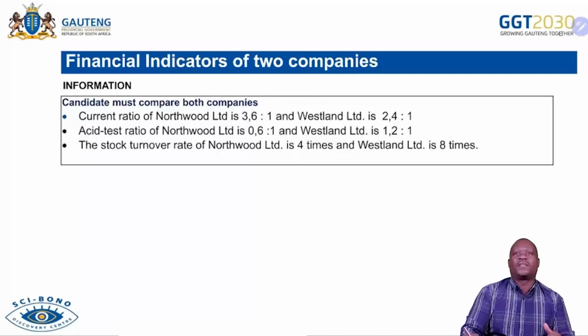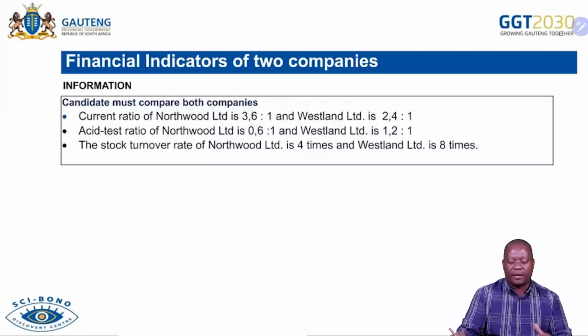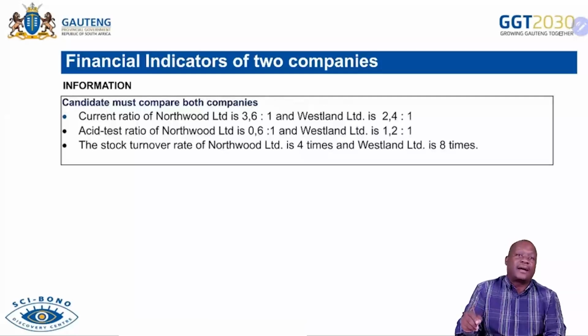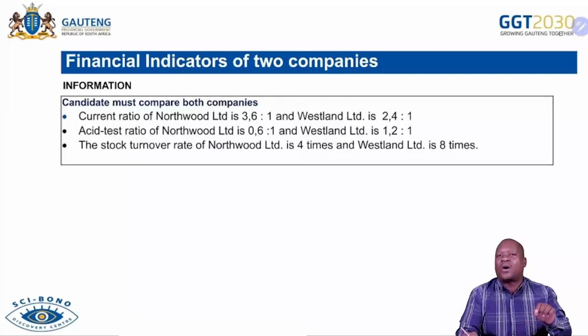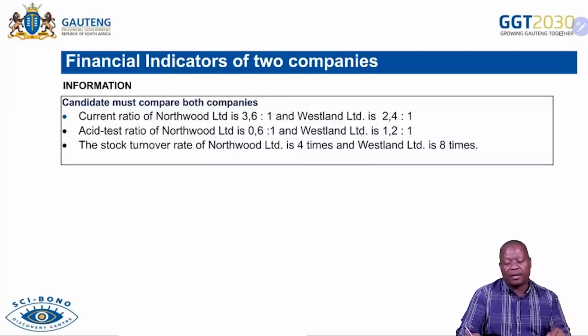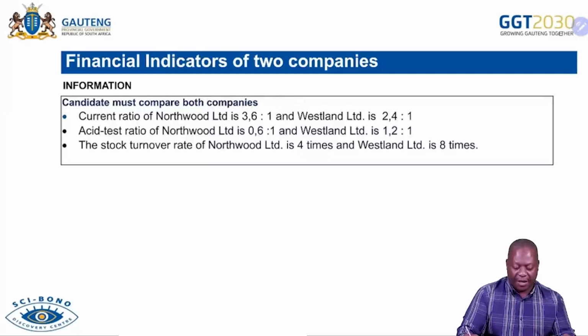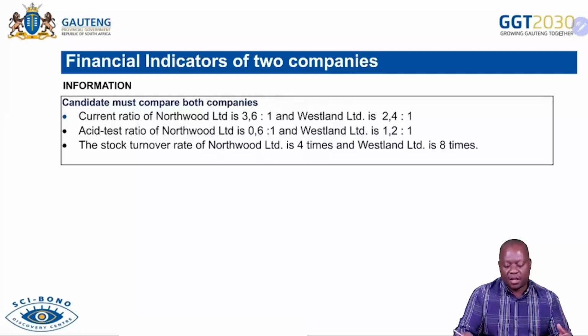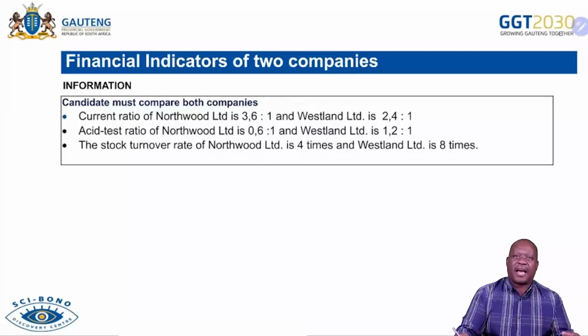Then you can comment using the acid test ratio and say the acid test ratio for Northwood is 0.6:1 and for Westland Limited is 1.2:1. Now, when it comes to the acid test ratio on its own, it means Westland Limited can be able to pay off its current liabilities without tapping into its inventories, without selling inventories. And then we go to the stock turnover rate. For Northwood, it's 4 times. And for Westland Limited is 8 times.